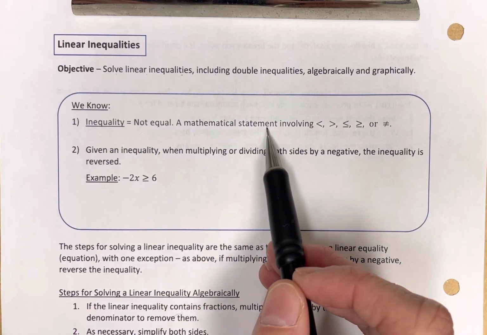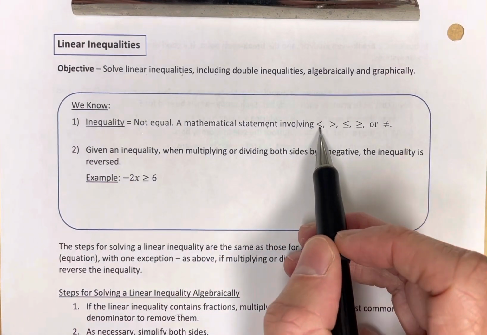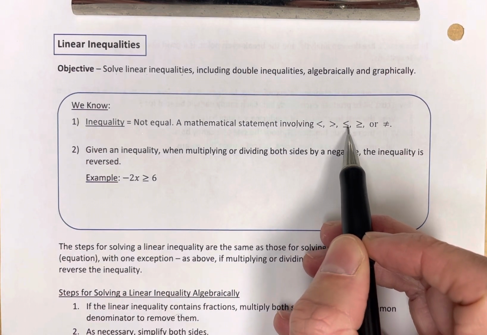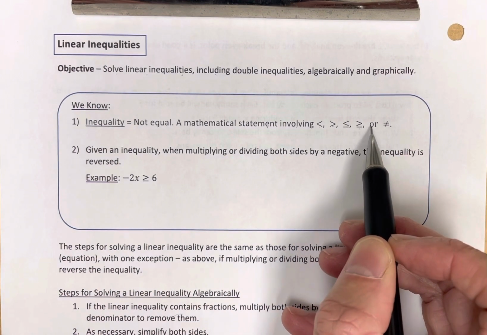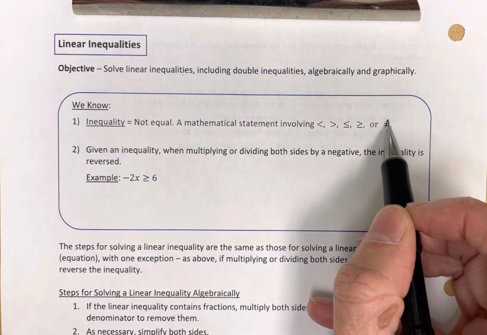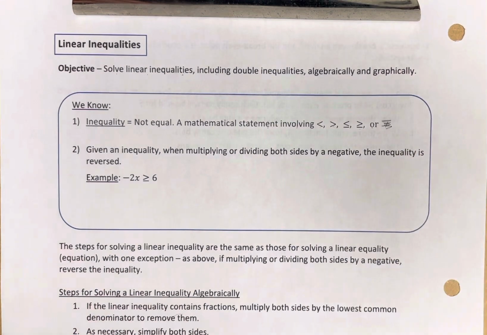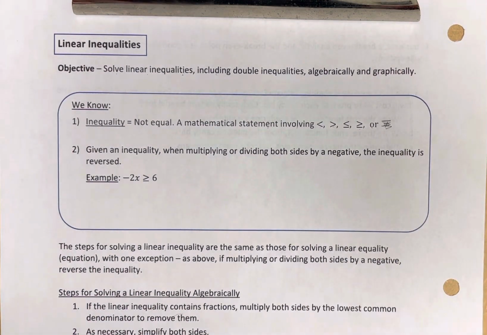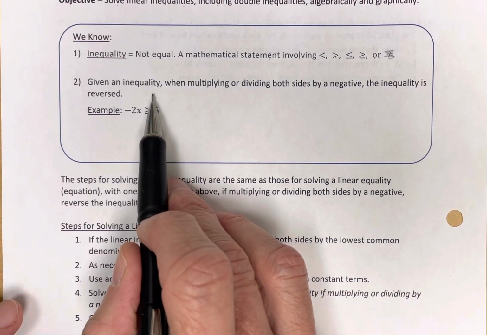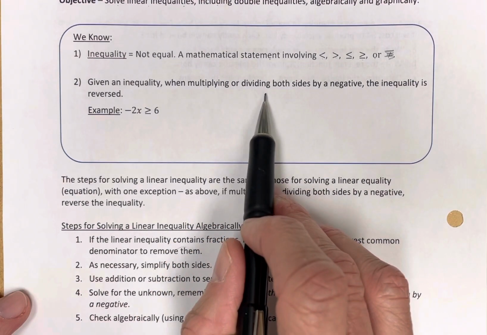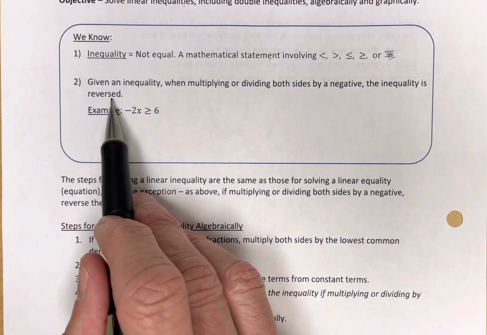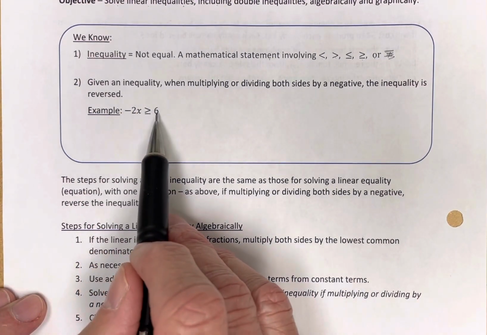It's a mathematical statement that involves the less than sign, greater than, less than or equal to, greater than or equal to, or not equal to. But we're going to be using these inequality symbols. We're not going to be making use of the not equal to symbol. And let's remind ourselves that when given an inequality, when you multiply or divide both sides by a negative, the inequality is reversed.